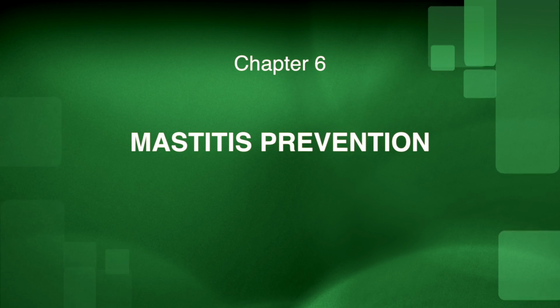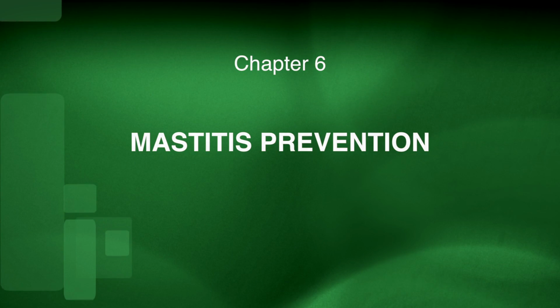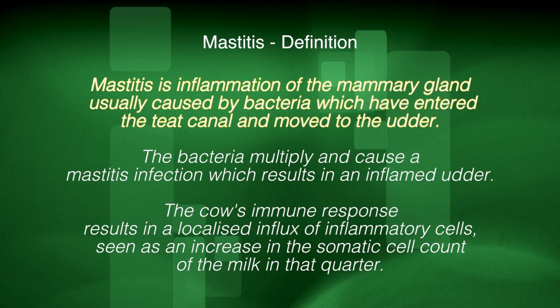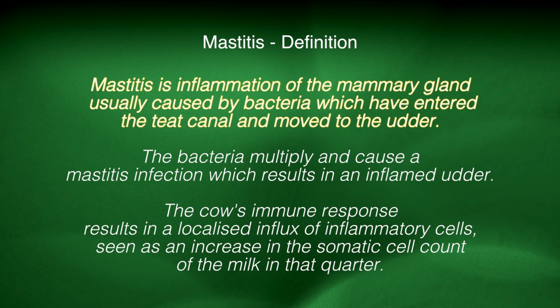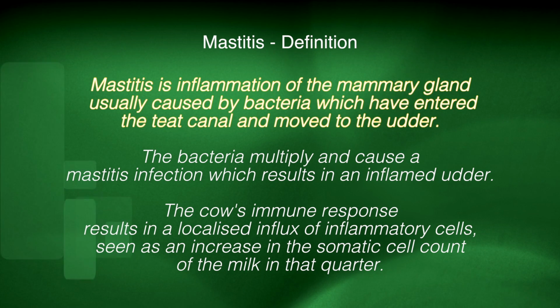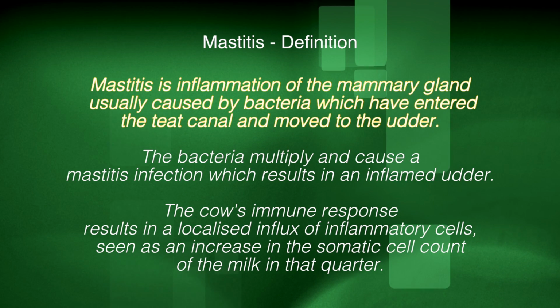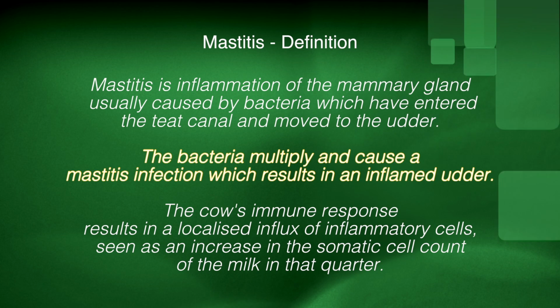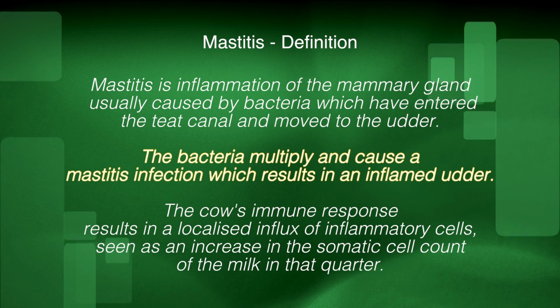Chapter 6. Mastitis Prevention. As defined by Animal Health Ireland, mastitis is inflammation of the mammary gland. In cows, it is usually caused by bacteria which have entered the teat canal and moved to the udder. The bacteria multiply and cause a mastitis infection, which results in an inflamed udder.